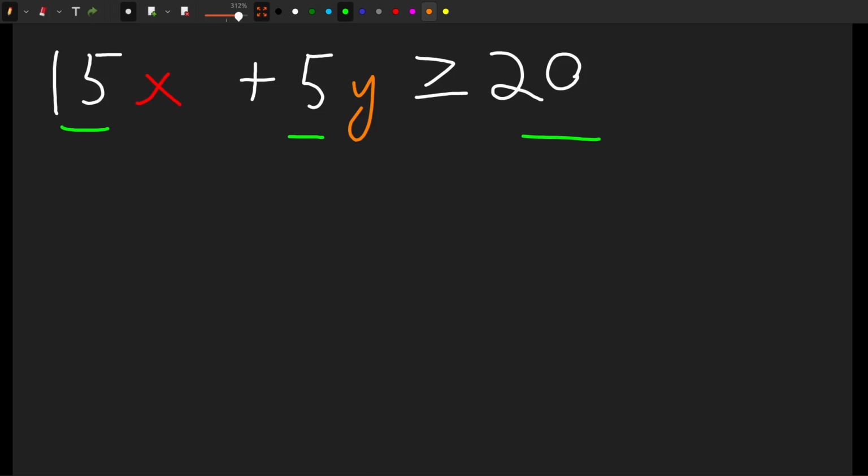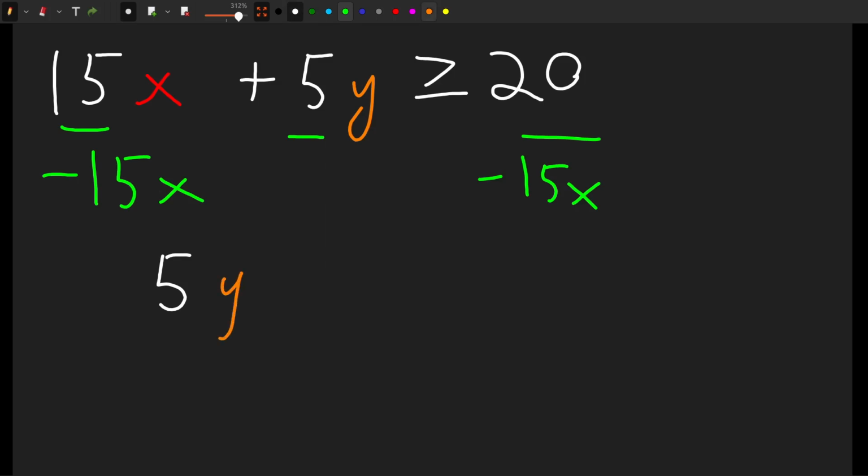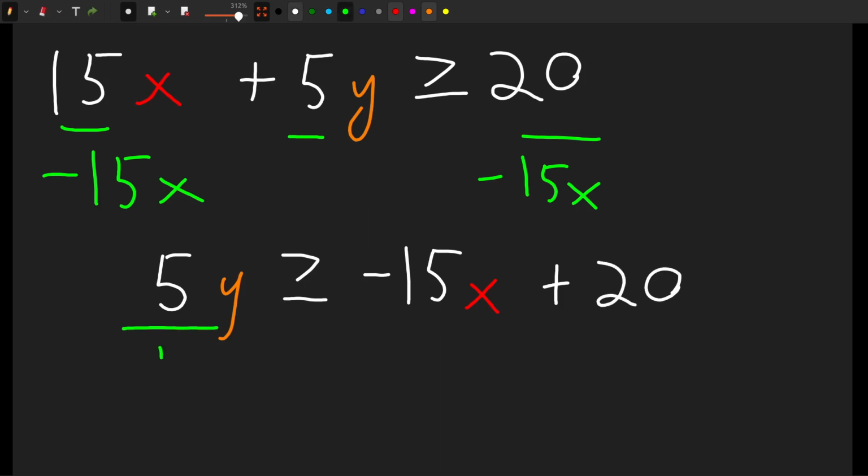So I'm going to subtract 15x here because I want to get this into slope-intercept form. I'm going to get 5y is greater than or equal to negative 15x plus 20. I'm going to then divide both sides by 5, or technically multiply both sides by 1/5.